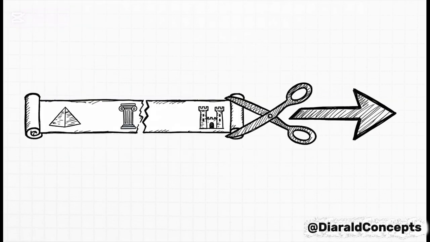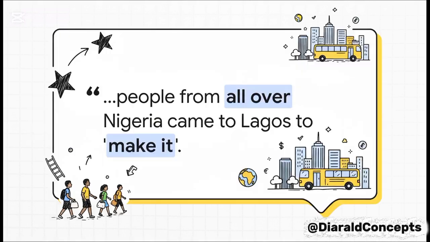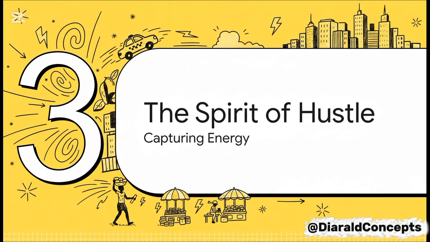And this is just a crucial point from the blueprint itself. The number 1 rule for handling history: keep it short. Very, very short. The goal here isn't a history lesson. It's all about building momentum and pushing that story forward. And with just this one little line from scene 2, the script does so much heavy lifting. People from all over Nigeria came to Lagos to make it. See? That single phrase establishes the central theme, aspiration, and introduces the heroes of our story, the everyday people, the migrants.